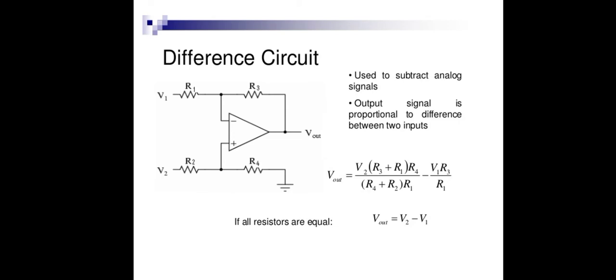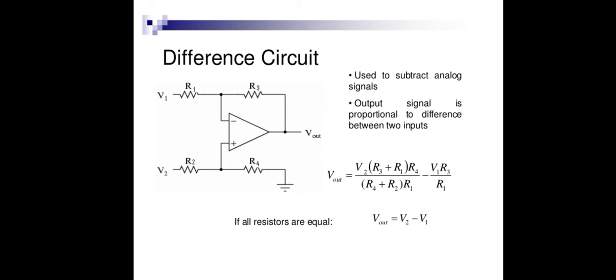We apply the inverting and the non-inverting terminals. Then V1 is the inverting terminal and V2 is the non-inverting terminal. V1 is negative and V2 is positive. That means the formula is V out is equal to V2 minus V1. V2 is positive and V1 is negative. That is a subtraction of these two signals V1 and V2. Then the output signal is proportional to the difference of the two inputs, V2 minus V1.